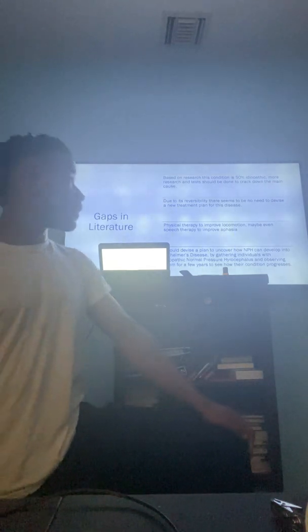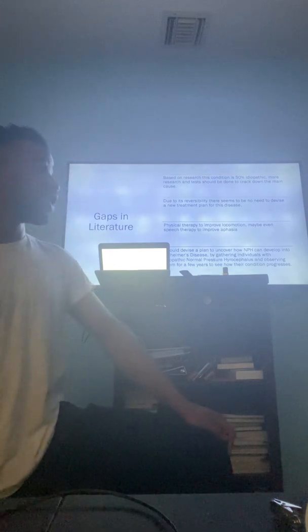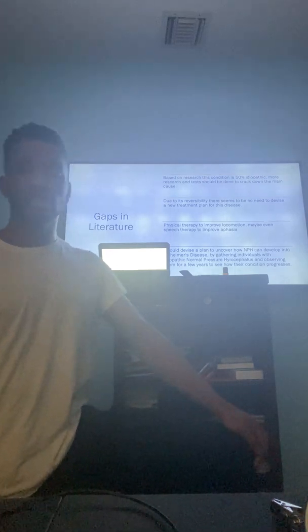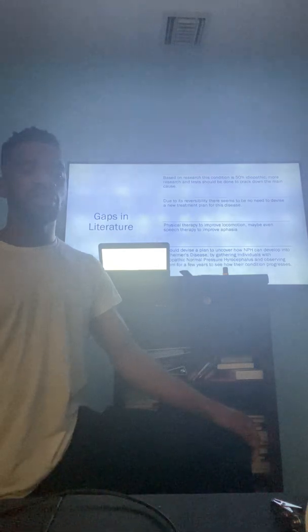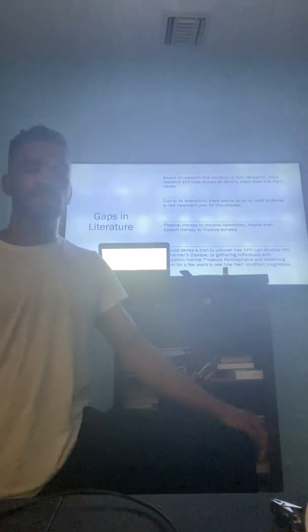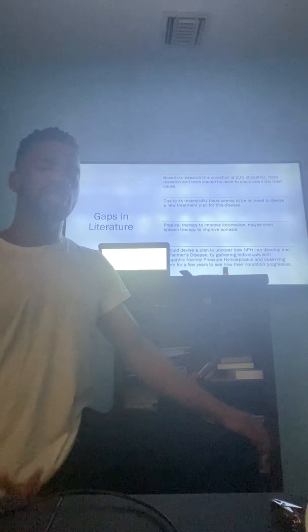Due to the reversibility, there seems to be no need to devise a treatment plan for this disease. Basically, right after you flush the brain of the cerebrospinal fluid, the person gets back to normal. Usually, like I said, physical therapy is a good way to get the motion back. We can get them to speech therapy because we have aphasia, which is difficulty speaking. We could just get them a speech therapist to improve their speech.